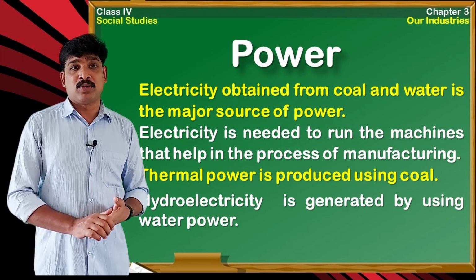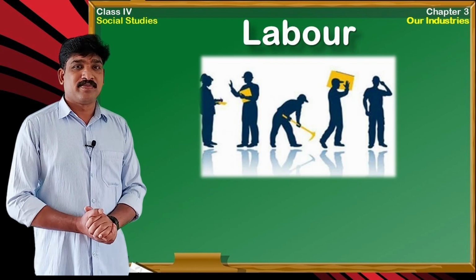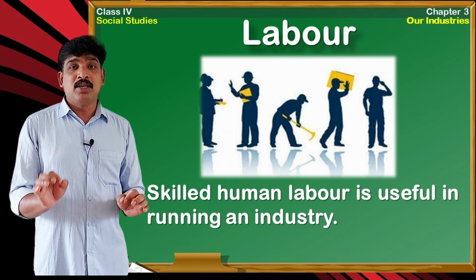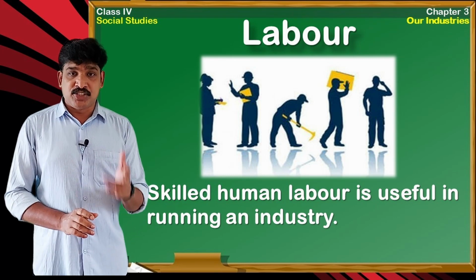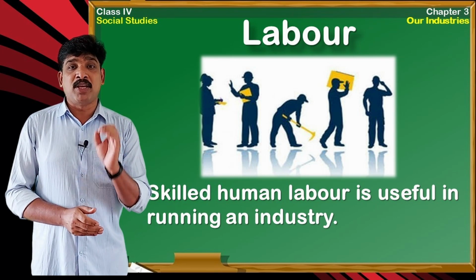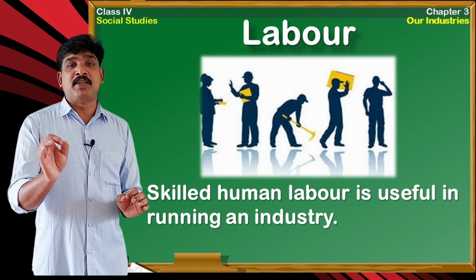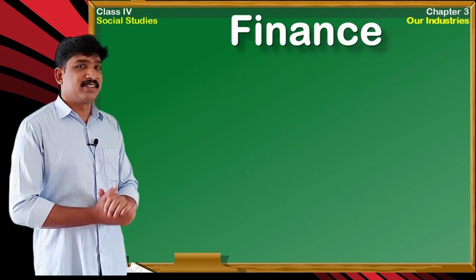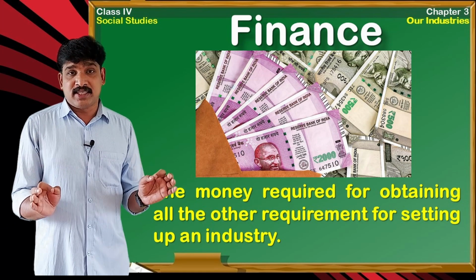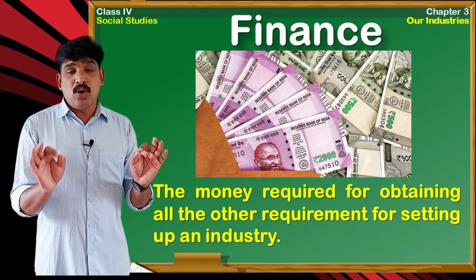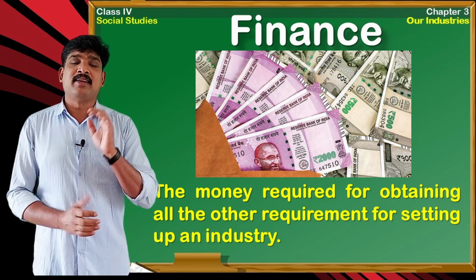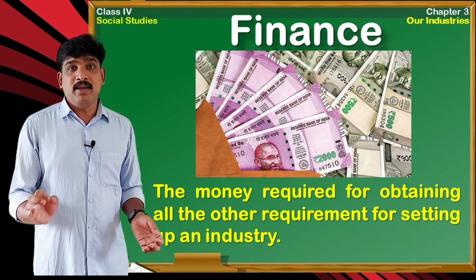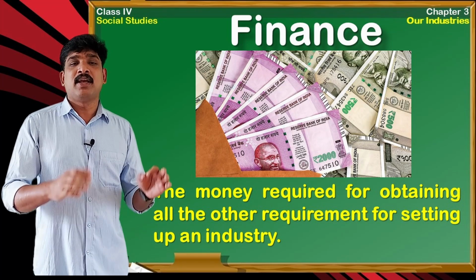Another important requirement for setting up an industry is labor. Skilled human labor is useful in running an industry. In an industry, professionals such as scientists, engineers, managers and workers make use of their special training and experience to produce goods. Another requirement for setting up an industry is finance. What is finance? Finance is the money required for obtaining all the other requirements for setting up an industry. Money is an important factor in setting up an industry. It is required to buy raw materials, land, machines and labor.